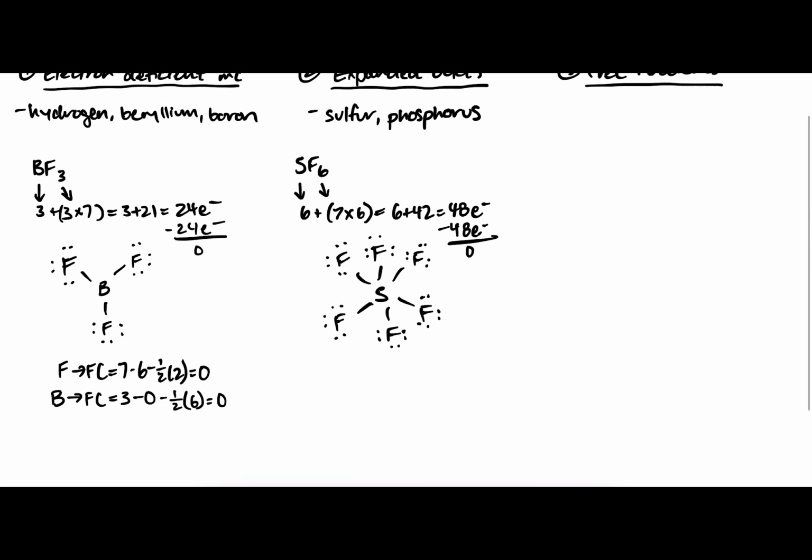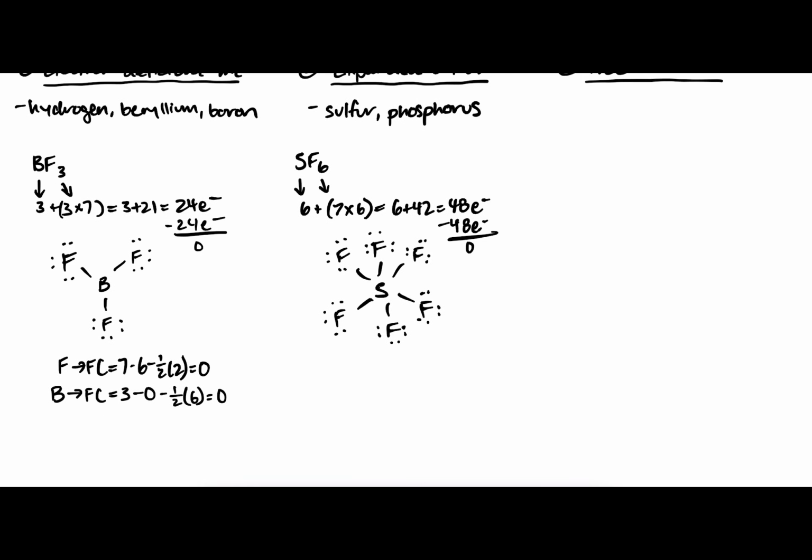But again, if we solve for the formal charge of each of these atoms, fluorine comes out to 0, and sulfur, which has 6 valence electrons minus 0 non-bonding electrons here, and then 1/2 times 12 bonding electrons also comes out to 0. So we can see that sulfur is satisfied with its expanded octet. So that's an example of an atom that you might see having an expanded octet in its Lewis structure.